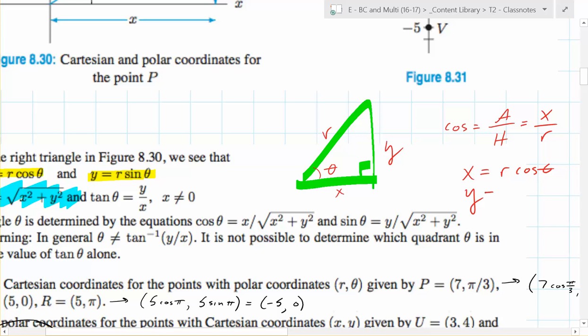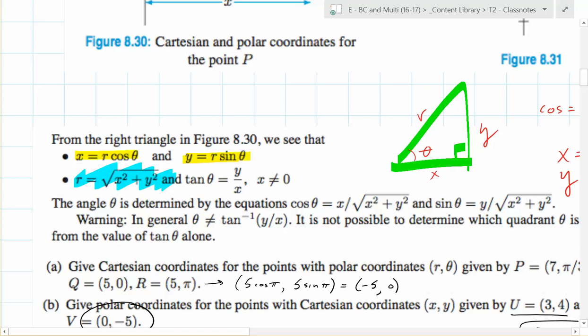Similarly, what does y equal? R sine theta. You've seen things like this before. This is not new. And then what is r going to be equal to? The square root of x squared plus y squared. And tangent of theta is equal to y over x, where x doesn't equal 0. These are things you have seen before. They need to be interchangeable in your mind though. This needs to be interchangeable with that. This needs to be interchangeable with that.